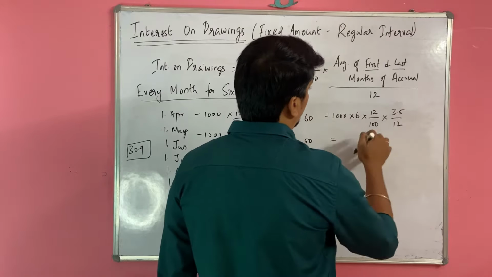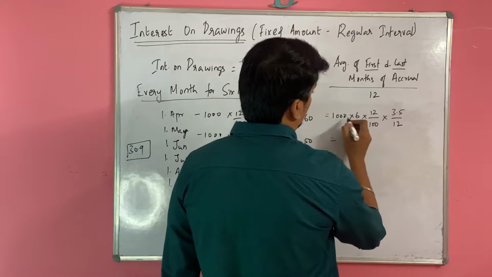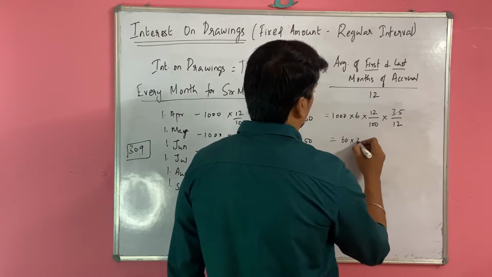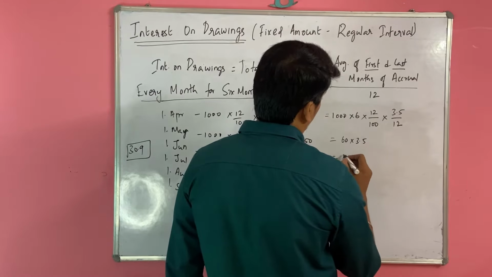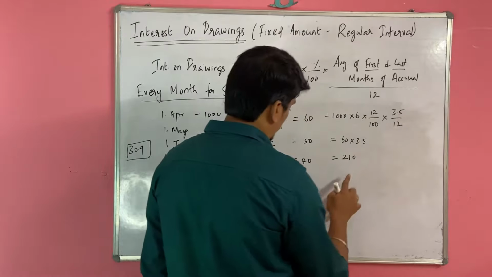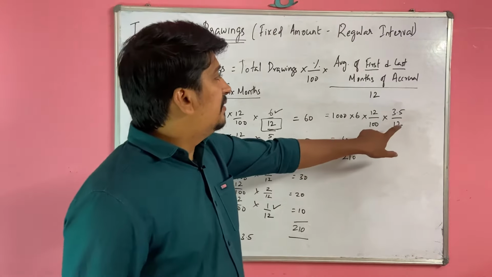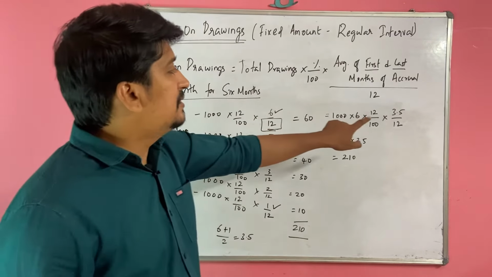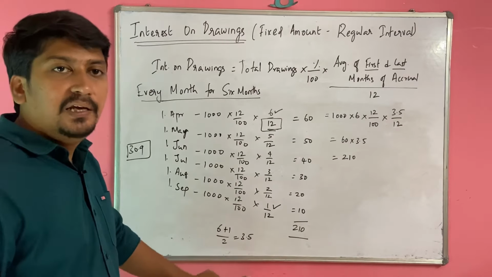Let's simplify this one. This 12 and this 12 will get cancelled. These two zeros will get cancelled. So 10 into 6 into 3.5, that is 60 into 3.5, which is 180 plus 30, 210. We got the same answer. So when a partner draws in the beginning of every month for 6 months, on an average of 3.5 months of interest only he has to pay.